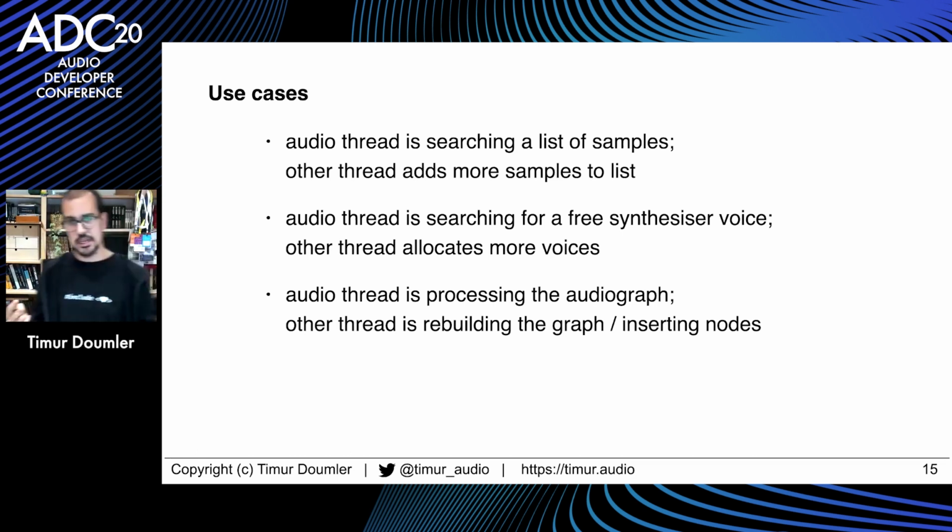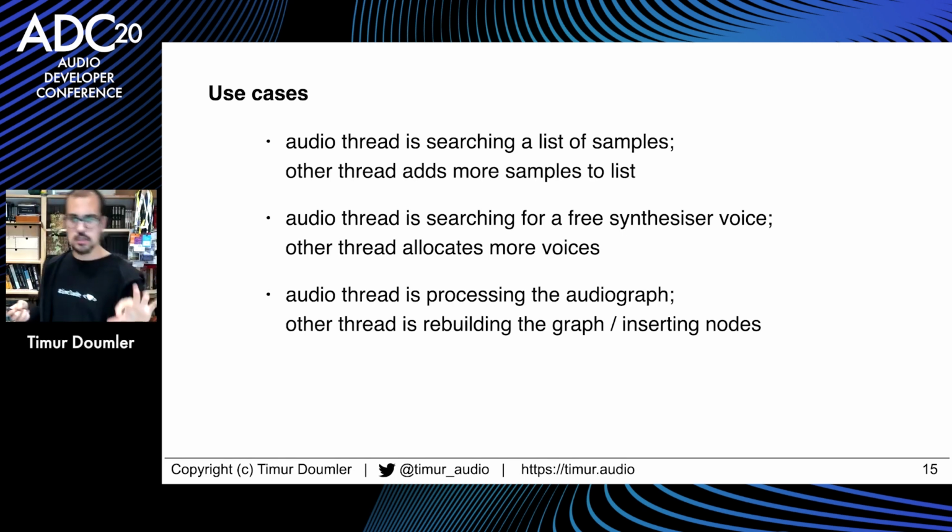And then at the same time, another thread is rebuilding that graph and maybe inserting new nodes into it. And then again, you have these race conditions that you have to resolve. So how do we do that? You see that these use cases are all kind of similar, and the only difference between them is how large the amount of data is that is contended between the audio thread and another thread. But it feels like there are three varieties of the same problem.